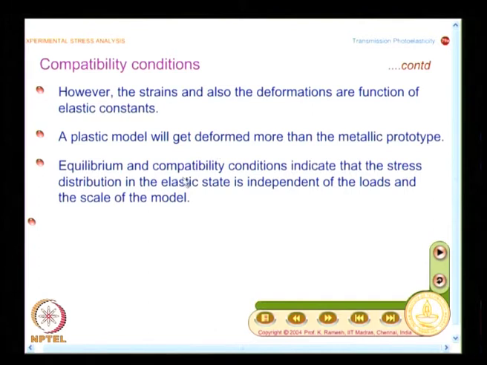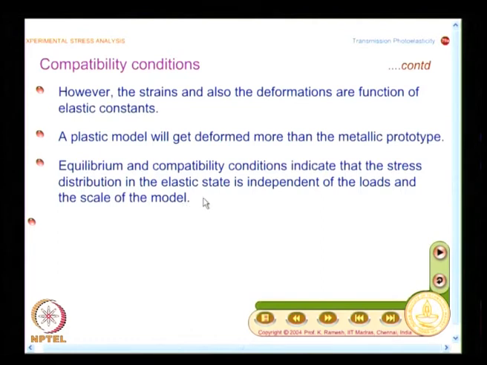So, what we find here is equilibrium and compatibility conditions indicate that the stress distribution in the elastic state, all these are very important. We are not looking at plastic condition, we are looking at elastic state and we are only discussing photoelasticity, we are not looking at photoplasticity. So, with such kind of modeling, the stress distribution is independent of the loads and the scale of the model.